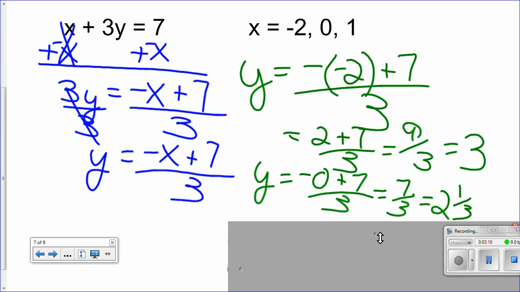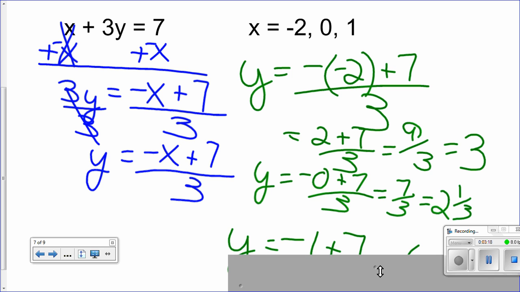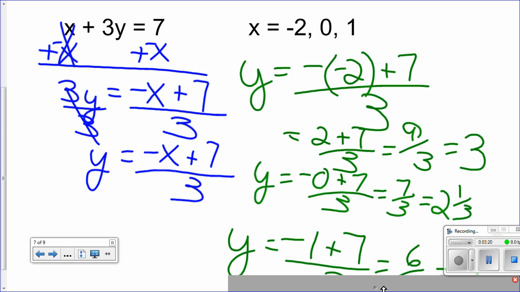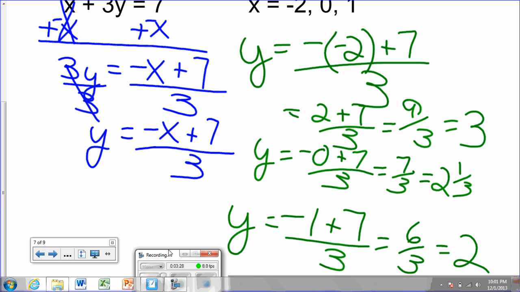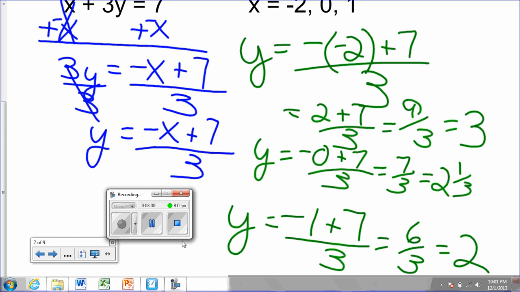Substitute in 0 for x next, and you get y equals 7/3, or 2 1/3. Our final one, you're going to substitute in 1 for x. -1 plus 7, all divided by 3, is equal to 6 divided by 3, which is also equal to 2.